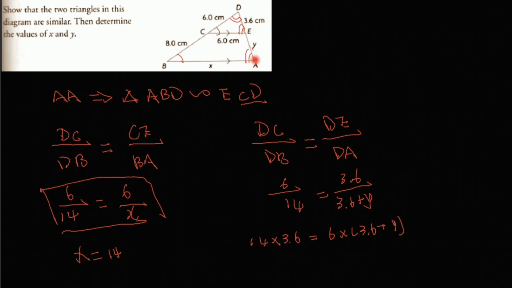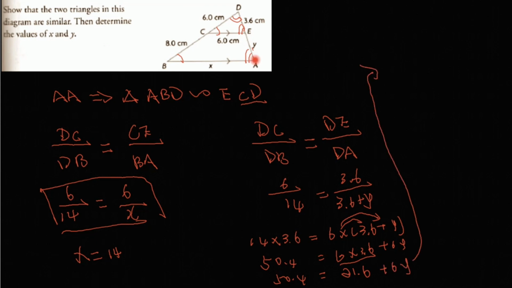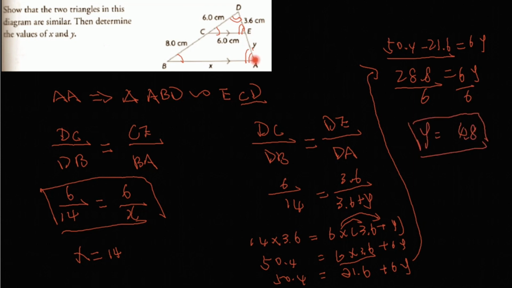Okay, 14 times 3.6 equals 50.4, and we use the distributive property to expand. 6 times 3.6 plus 6y, so 50.4 equals 21.6 plus 6y. Then both sides minus 21.6: 50.4 minus 21.6 equals 28.8, so 28.8 equals 6y. Both sides divided by 6, y equals 4.8. So we know y equals 4.8 centimeters and x equals 14 centimeters.